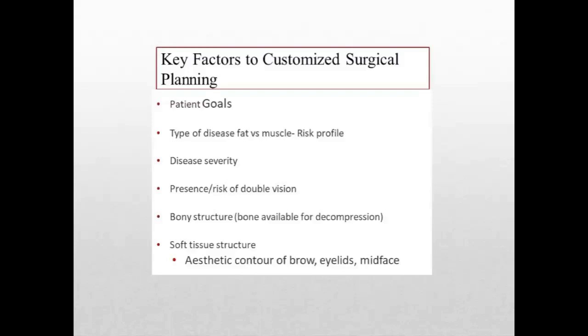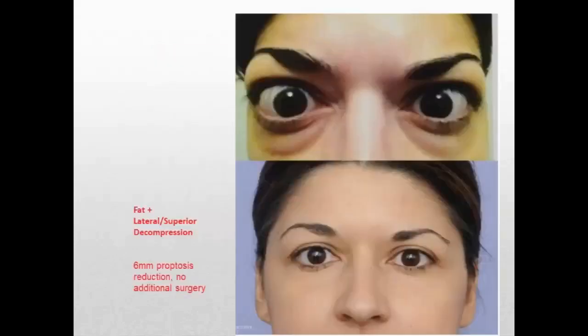And what I can achieve is often dependent upon the type of disease they have, that kind of formulates the risk profile, whether it's more fat predominant or muscle predominant, obviously how severe, and whether there's any double vision, what their bone structure is like, and then what we can do for other aspects of the face. And I'll just briefly show a few examples of how we can walk through that for many patients.